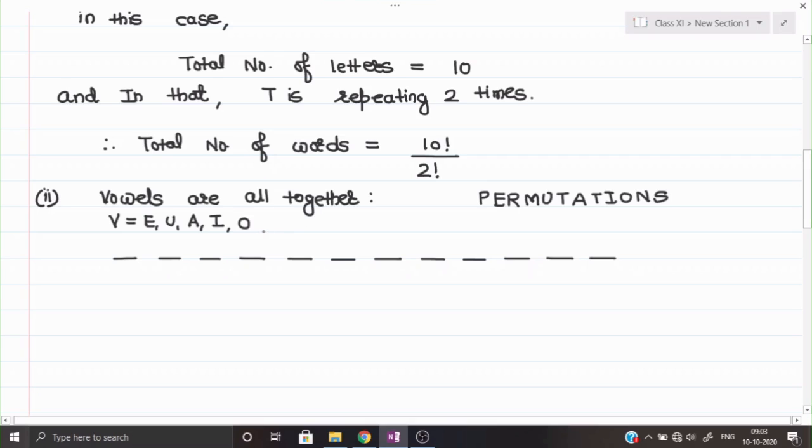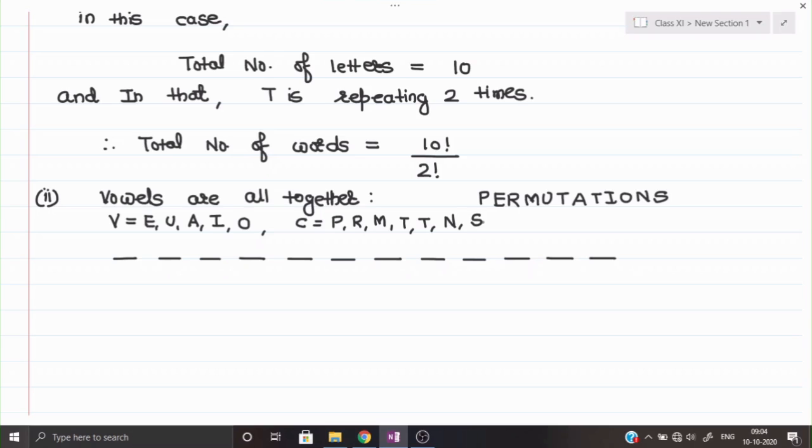And if we talk about the consonants or the remaining letters, the consonants will be P, then R, then M, then T, T is coming 2 times, and then N and S. 1, 2, 3, 4, 5, 6, 7: 7 consonants and 5 vowels. Total number of letters here is 12. Now see what they are saying, vowels are all together.